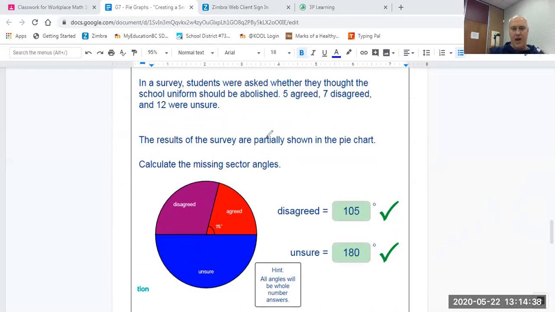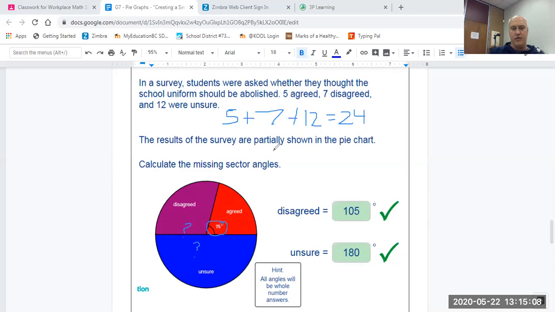Once again here, we have slightly different numbers, but we are going to need to add up these totals. So there's 5 agreed, there's 7 disagreed, and there is 12 that were unsure. So collectively, when we add all that up, that adds up to 24. And so what we need to do is that we are told what the agreed is. We are not told what the disagreed or the unsure are.